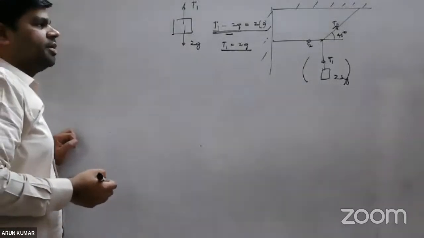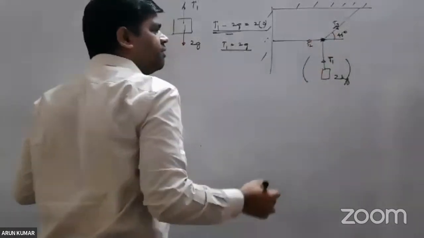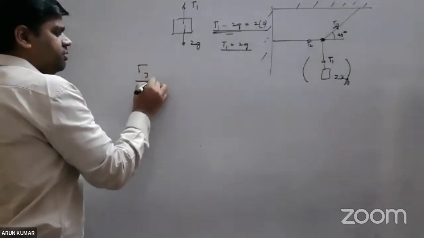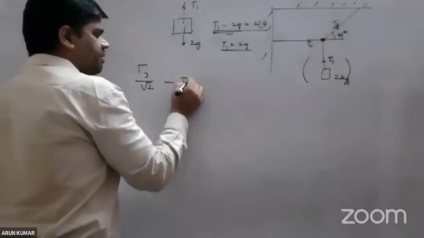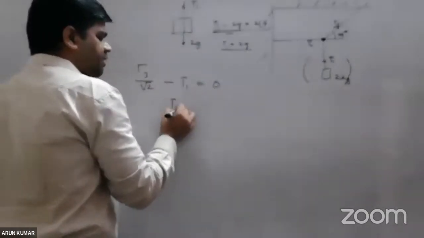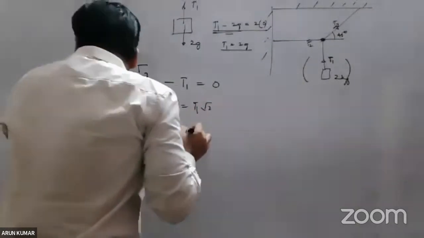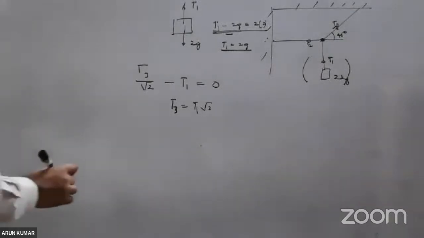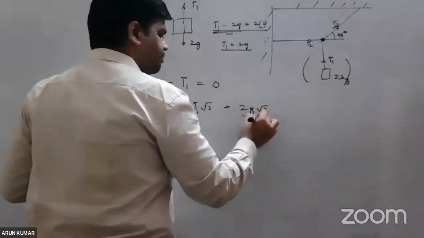Yes, sir. Right. Now, at this point, I'll take components of the forces. Vertical component is T3 by root 2 minus T1 equal to 0. So T3 is equal to T1 root 2. T1 we already know, 2G. So T3 is equal to 2G root 2.